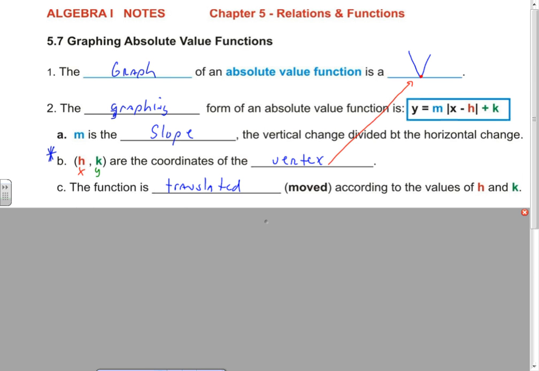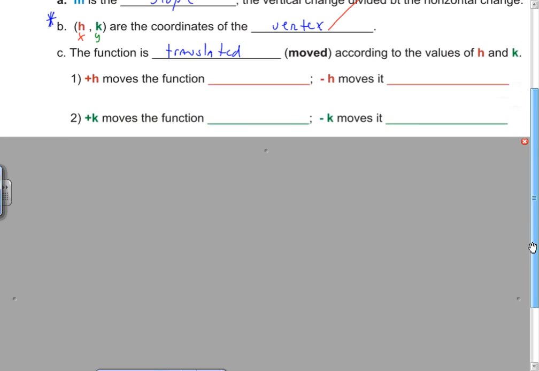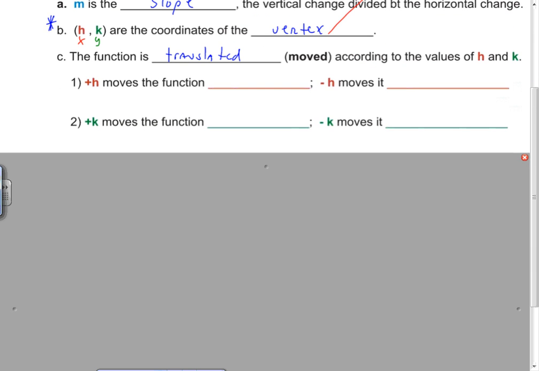Translation in math means to be moved. So the function is translated or moved according to the values of h and k. And I'll show you that in just a moment. But before we do that, let's get down a couple directional aspects.